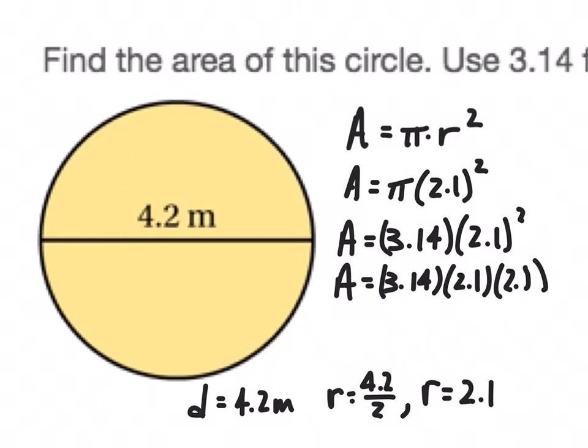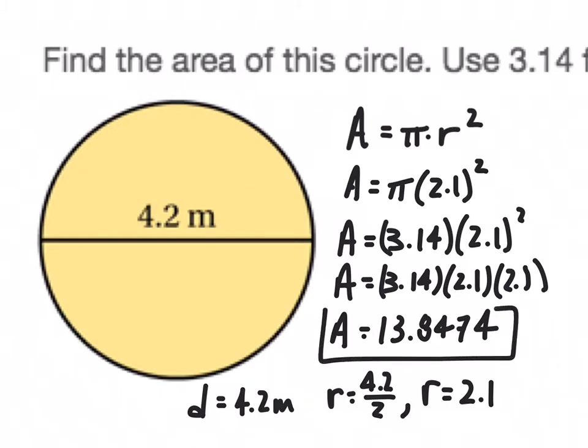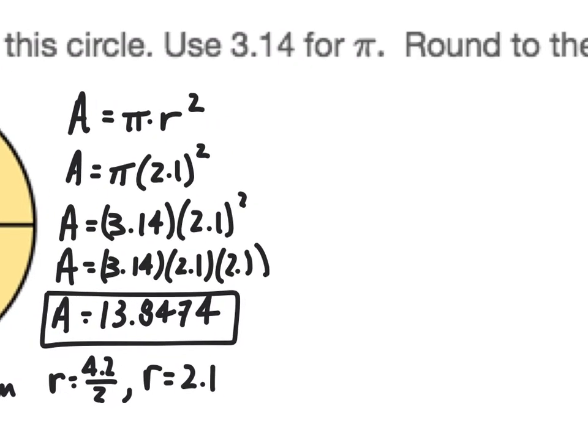Okay, I've got 3.14 times 2.1 times 2.1, and that's going to give me a total area here of 13.8474. Now, because we're rounding to 2 decimal places, I want to take this number and look at the 0.84. I want to round to this number, so I look at the following number. And because that number is 5 or larger, I'm going to turn this number up by 1 more.